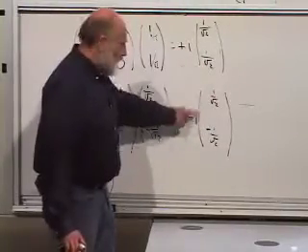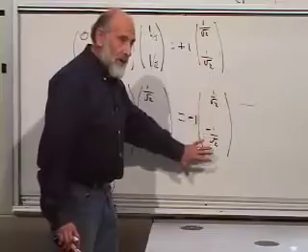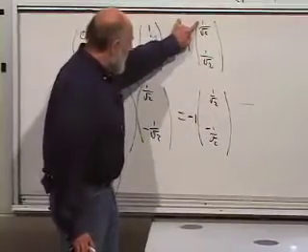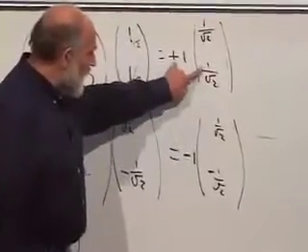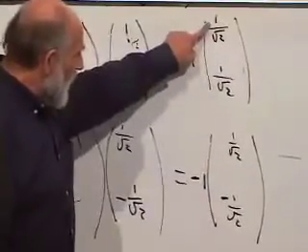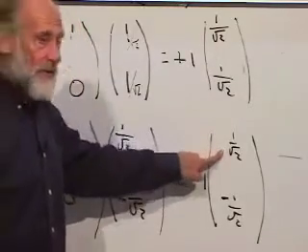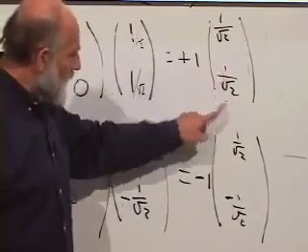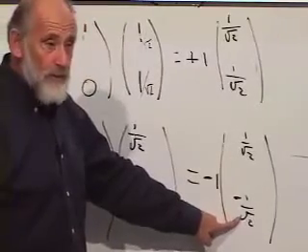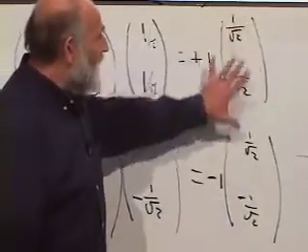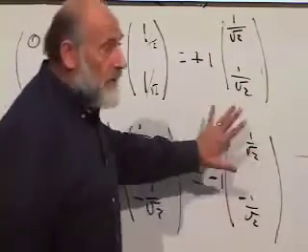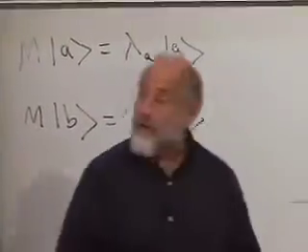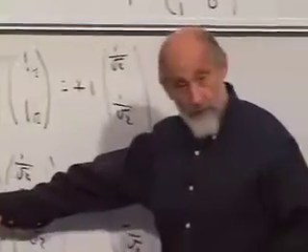To take the inner product of two vectors, all of whose entries are real, all we have to do is take the product of the first two entries, and add to it the product of this one with this one. So we get 1 over square root of 2 times 1 over square root of 2. That's a half. And then 1 over square root of 2 times minus 1 over square root of 2. That's minus a half. A half plus minus a half is 0. This vector is orthogonal to this vector. So there's an example of the orthogonality of eigenvectors with different eigenvalues for Hermitian matrices.